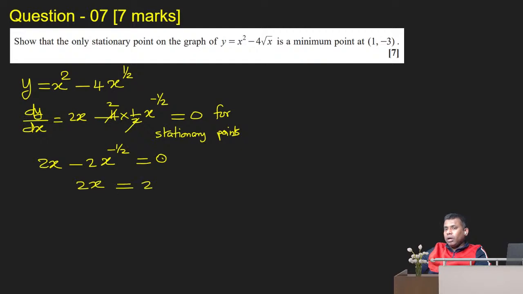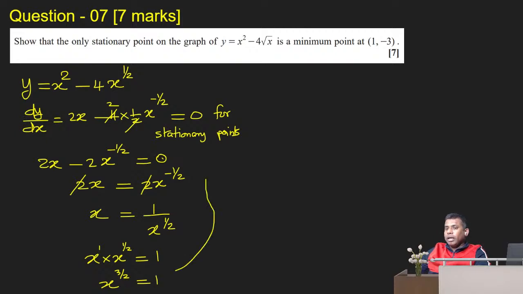So 2x equals 2x to the power minus half, and the x and x cancel, so x equals 1 over x to the power half. Does that make sense? Right? Now I'm going to cross multiply. So x to the power 1 times x to the power half equals 1, which is x to the power 3 over 2 equals 1.